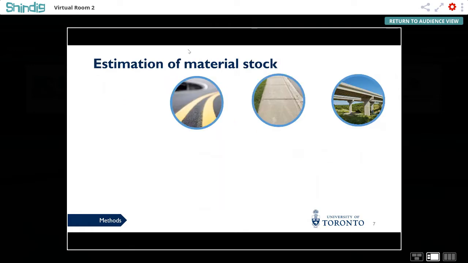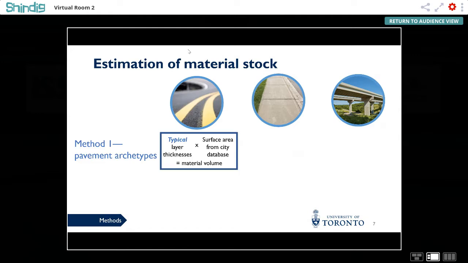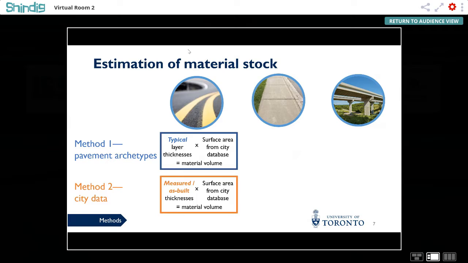As I said, we wanted to use two methods, specifically looking at the pavement component of this study. The first involving archetypes, where we used typical pavement layer thicknesses combined with road surface areas from the city database in order to estimate material volumes. And then in parallel, we used more detailed, measured and as-built thicknesses from the city database to obtain material volumes that we could compare to the results using the first method.